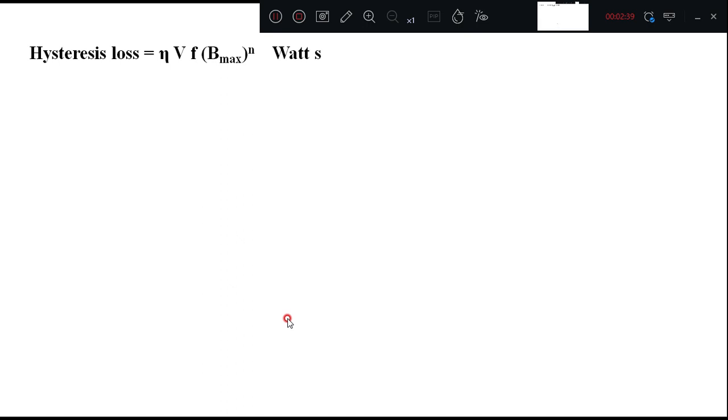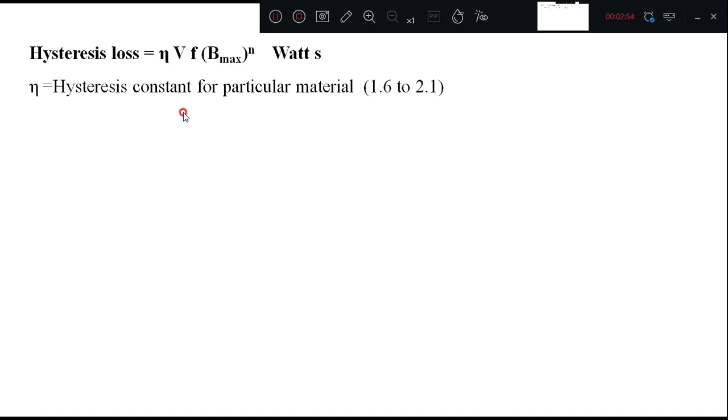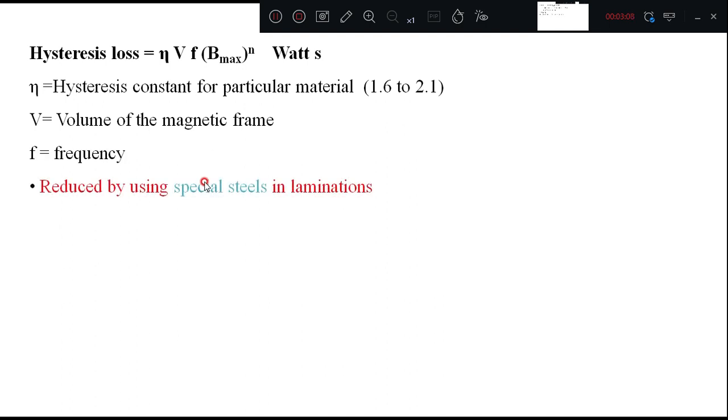The first one I am taking up here is the hysteresis loss. It depends once again on the construction features of a transformer: the volume of the core, the frequency and the maximum flux density. It is an empirical formula for hysteresis loss, where eta is the hysteresis constant. It varies from 1.6 to 2.1 depending on the magnetic material, where V is the volume of the magnetic frame and F is the frequency.